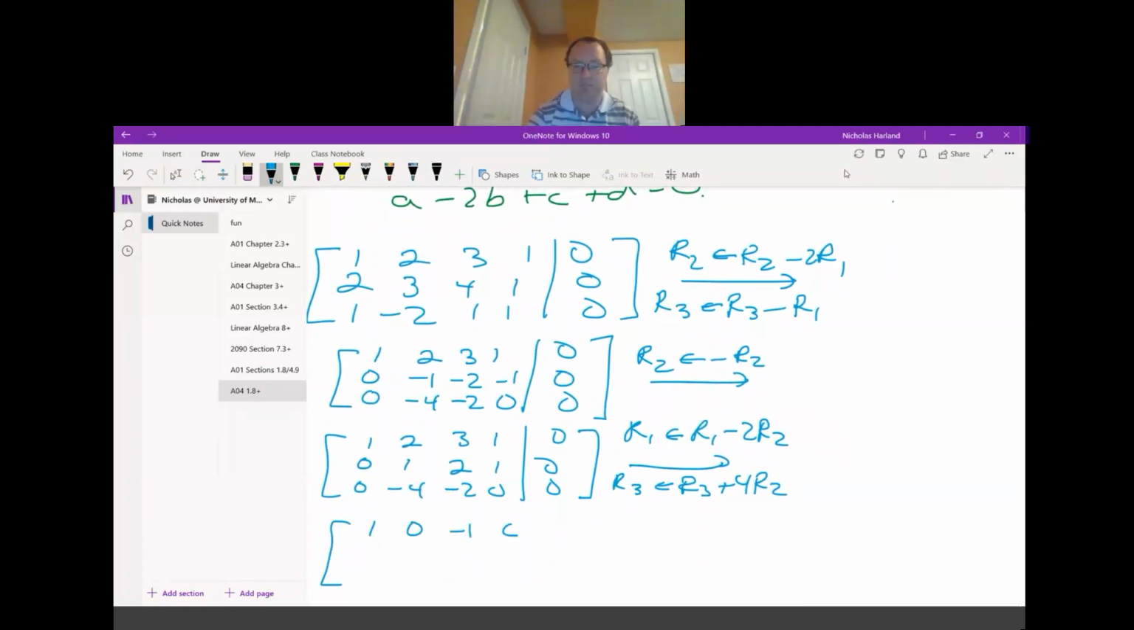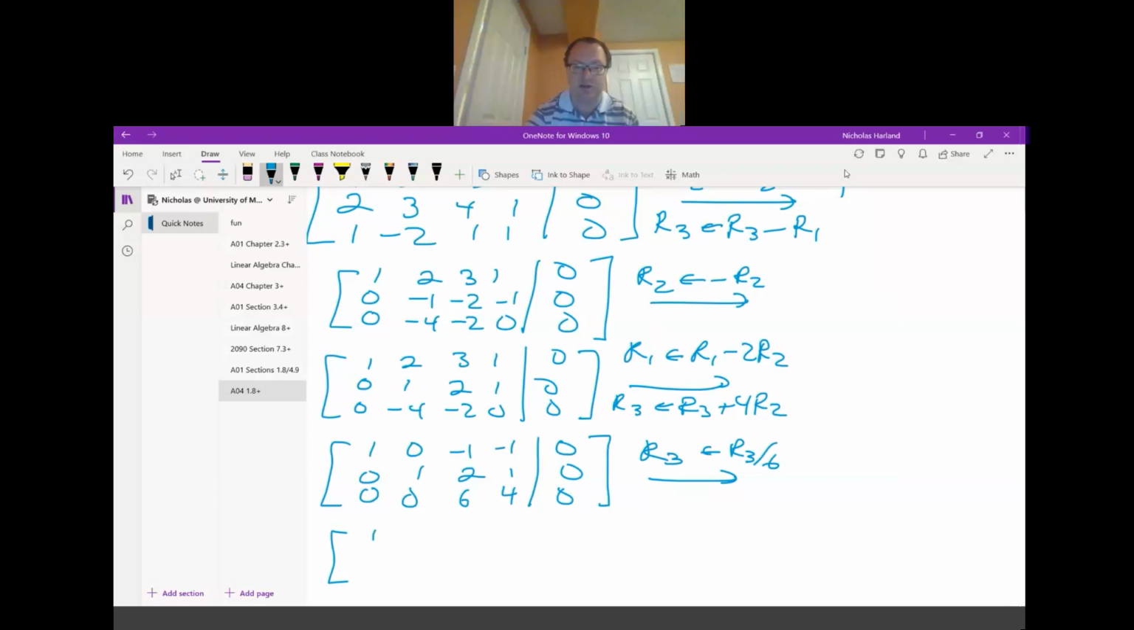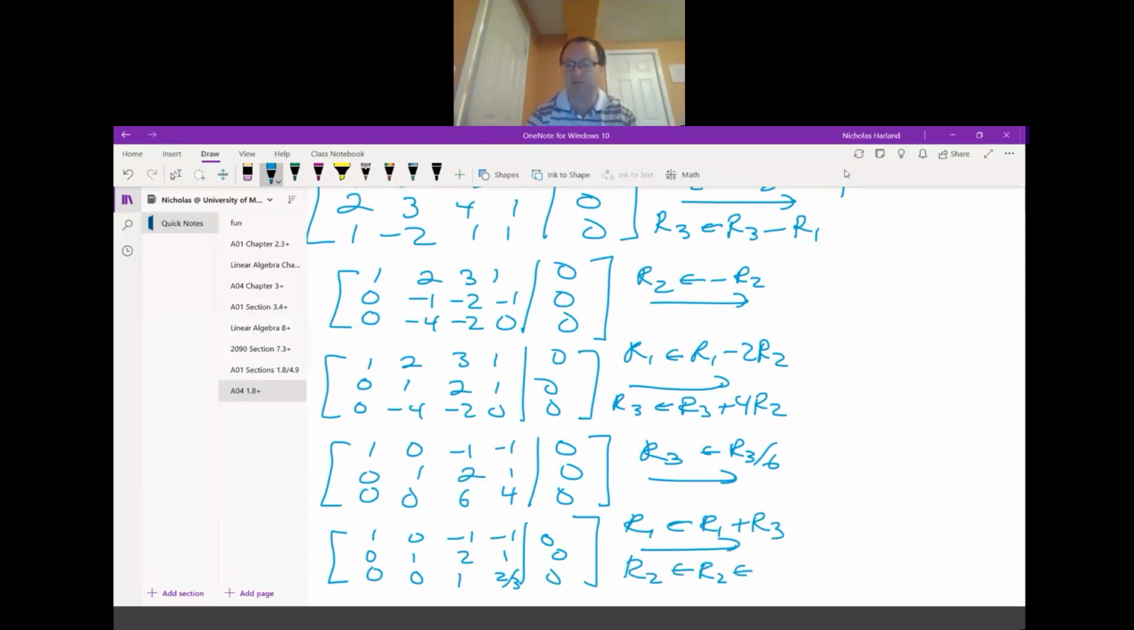1, 0, negative 1, 0. 0, 1, 2, 1. And 0, 0, negative 2 plus 4 times 2 is 6, 0 plus 4 is 4. Row 3 is row 3 divided by 6. Again, we can get a bit more creative with our row operations, probably not that step, but in general, we could. 0, 0, 1. Can't avoid the fraction here, at least not nicely. And then row 1 plus row 3 and row 2 minus 2 row 3.